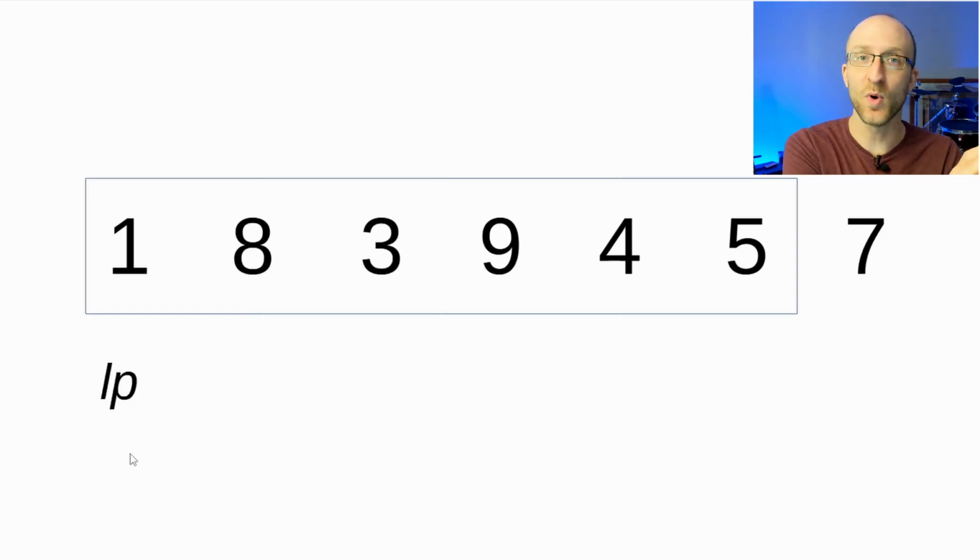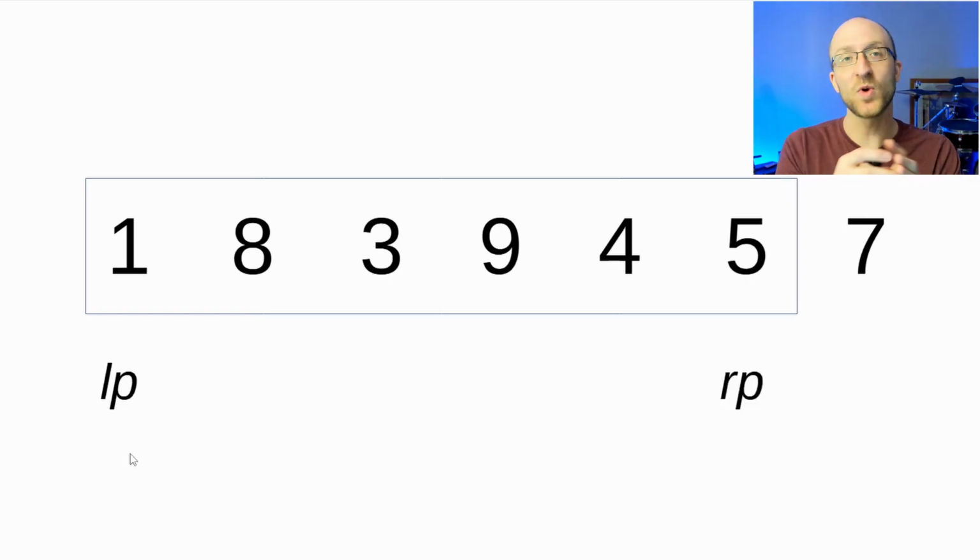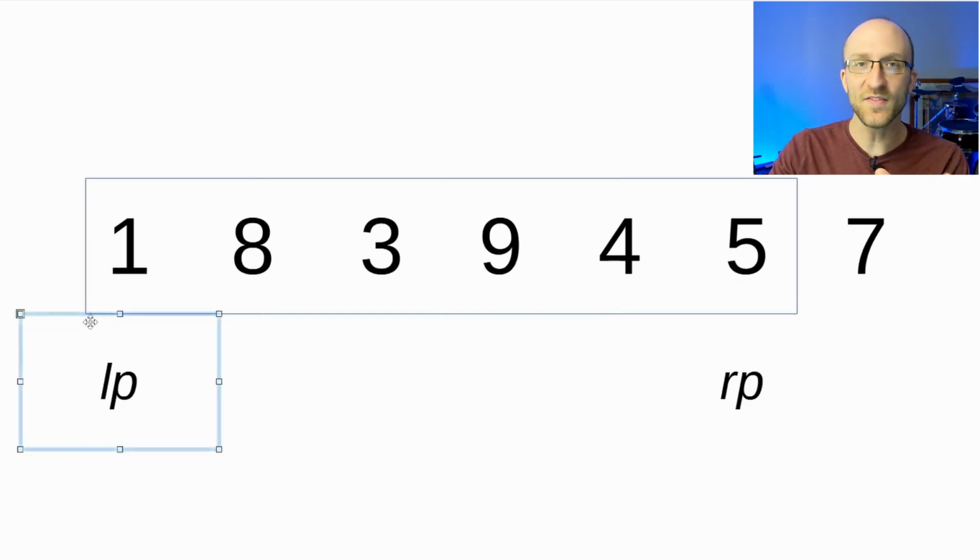One we'll call the left pointer, and we're going to start at the leftmost part of the array. And the other we'll call right pointer, and we're going to start it at the rightmost portion of the array. We're going to start with the left pointer. What we're going to do is start walking through our array a single element at a time until we find an element that is larger than the pivot.